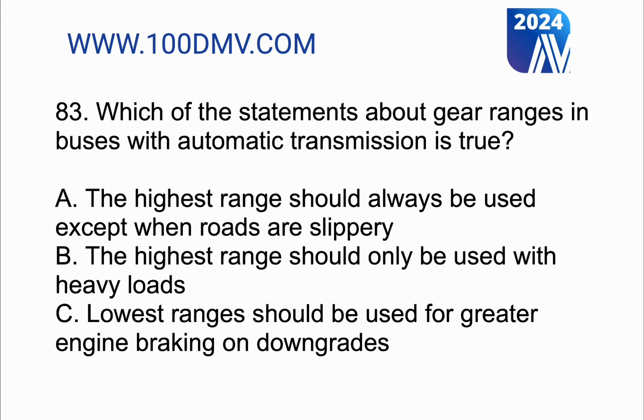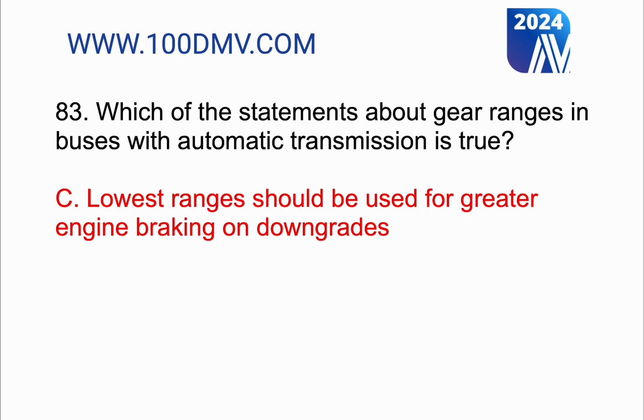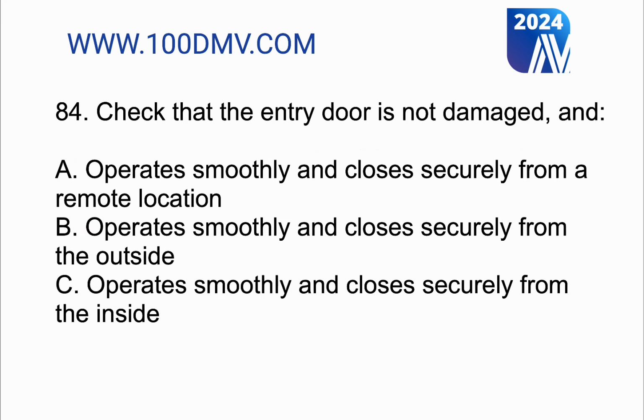83. Which of the statements about gear ranges in buses with automatic transmission is true? A, the highest range should always be used except when roads are slippery. B, the highest range should only be used with heavy loads. C, lowest ranges should be used for greater engine braking on downgrades. The correct answer is C, lowest ranges should be used for greater engine braking on downgrades.